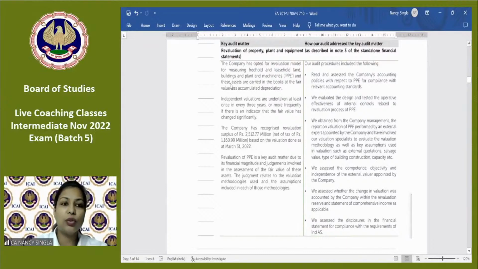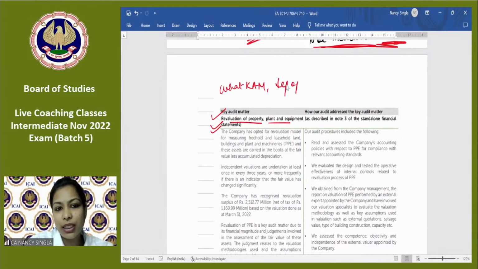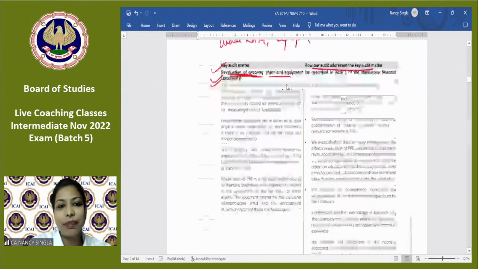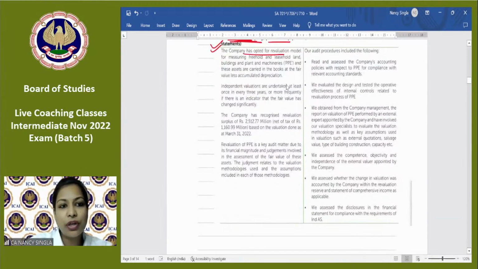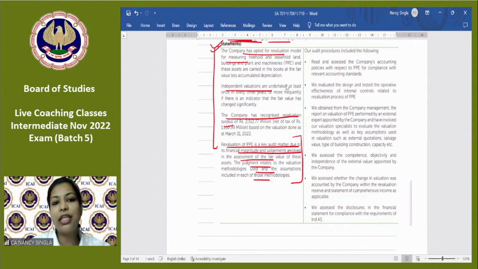I'm sharing this. So look, key audit matter. What is the sub-heading? Revaluation of property, plant and equipment. What was above this? Just a minute. Here the auditor would have told what the key audit matter is, and also that this is not a separate opinion. After that, the matter is written and how the auditor addressed the same. It is mentioned that the company has opted for the revaluation model, got independent valuations done, and has recognized revaluation surplus. Revaluation of PPE is a key audit matter due to all these reasons. So basically, what is told here is what management did and why this matter is a key audit matter.